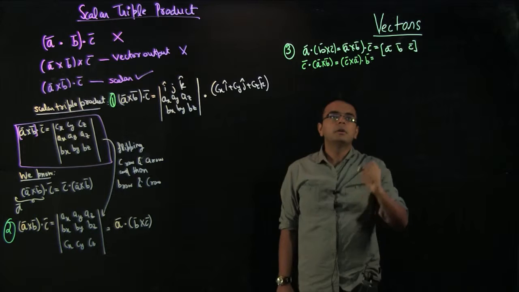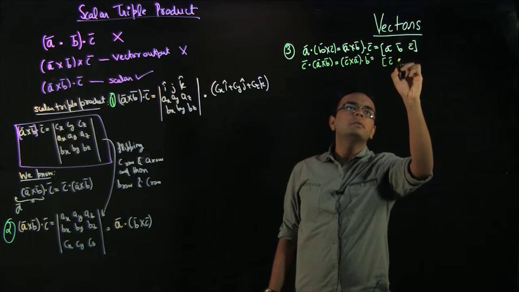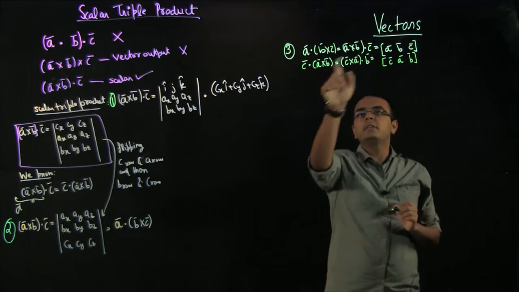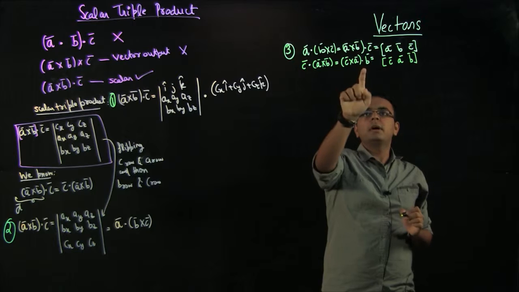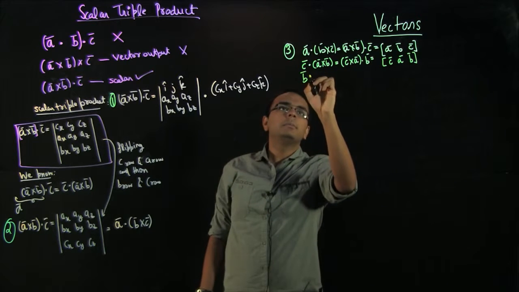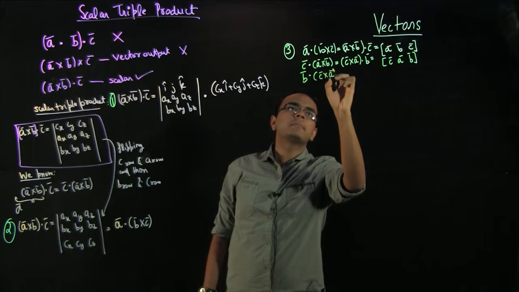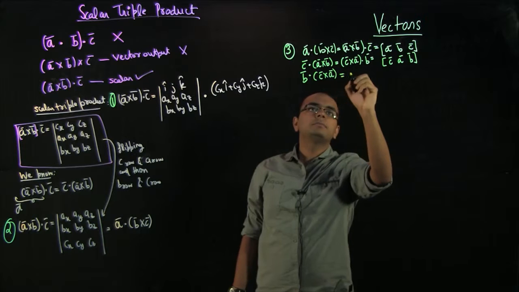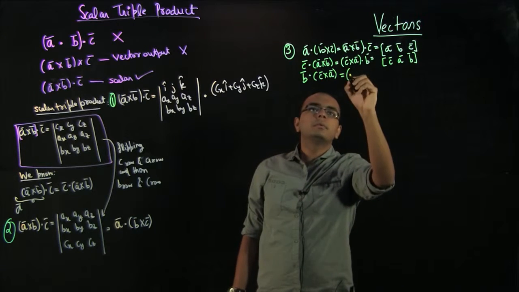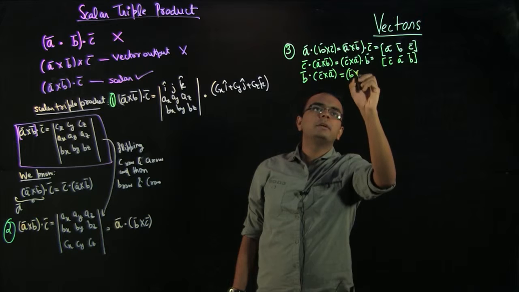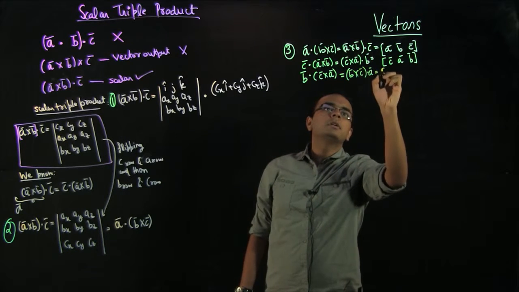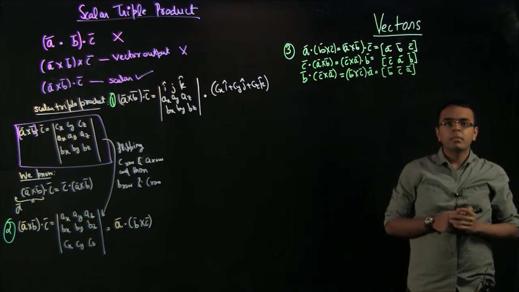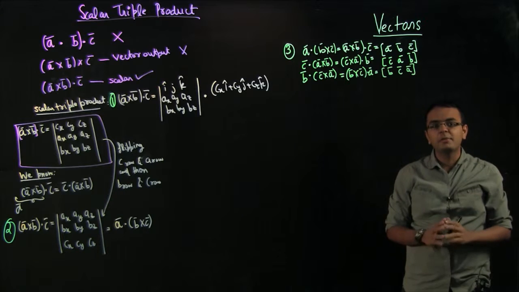This can also be written as [C A B], because now we are taking the associative property of dot. Similarly, now I can write this as B dot C cross A. I am flipping dots here again, and this is equal to B cross C dot A, changing dot and cross, and this is [B C A], okay? This is a very, very important property.